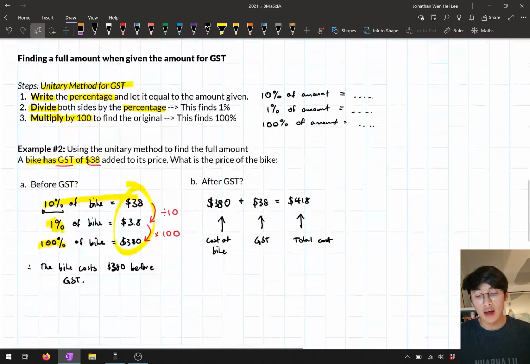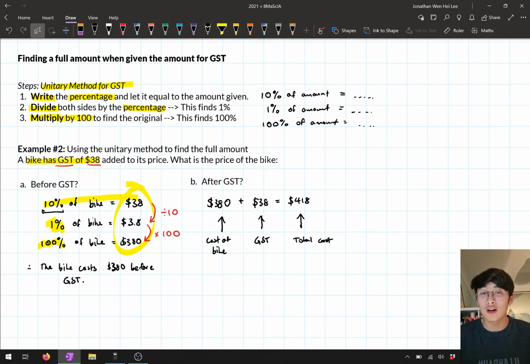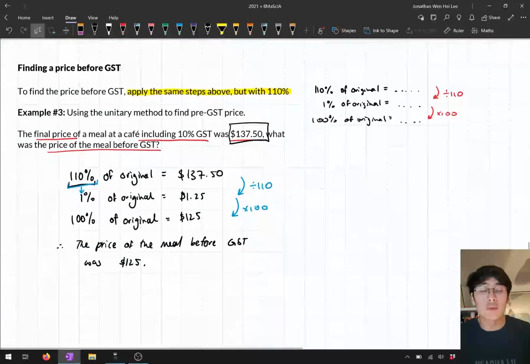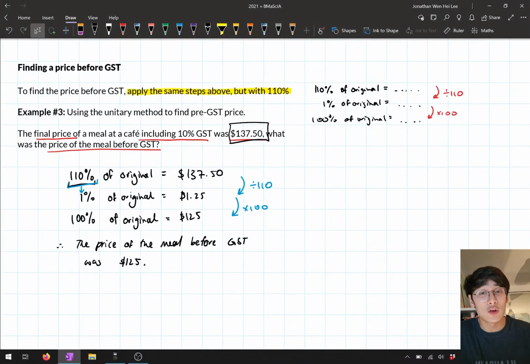Then we also went through how to find the full amount when given the amount of GST paid. So we had to use a unitary method. So we get told the amount of GST, and that's just 10% of the original cost. And then we take that number and we use this unitary method to find out the total cost of the item. Then we could also find out the original price before GST. And so here we needed to note that we're paying 110%. So that additional GST of 10% is just 110% of the original amount. So we can use this unitary method as well.